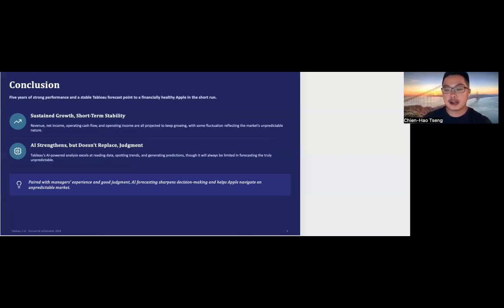Overall, combining AI with managers' expertise, their industry knowledge, and professional judgment can lead to better financial planning and stronger business decisions.